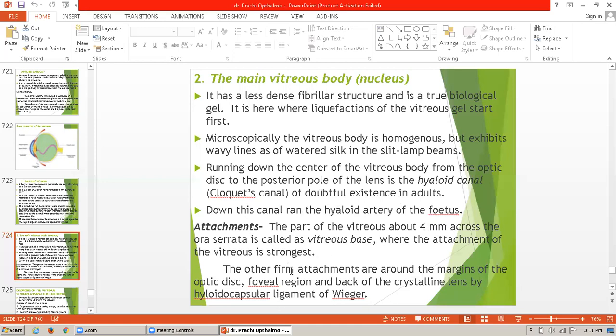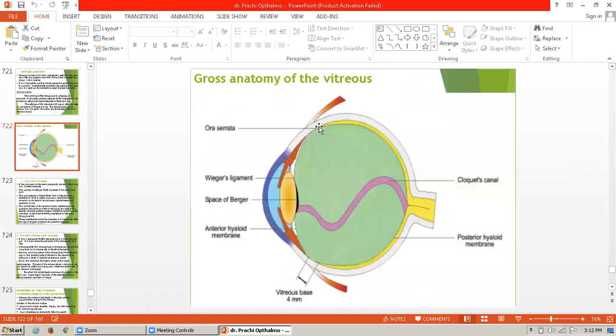The attachment shows the part of the vitreous about 4 mm across the ora serrata, which is called the vitreous base, and where the attachment of vitreous is strong. So at the vitreous base, attachment of vitreous is strong, which is 4 mm across the ora serrata. That is, this is the ora serrata, 4 mm across. There is a vitreous base, which is a strong attachment.